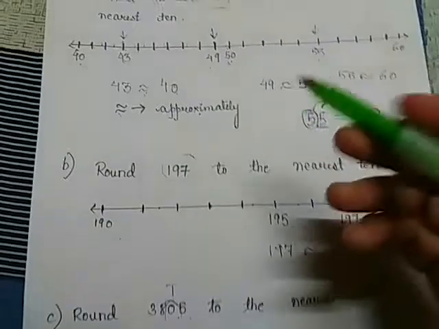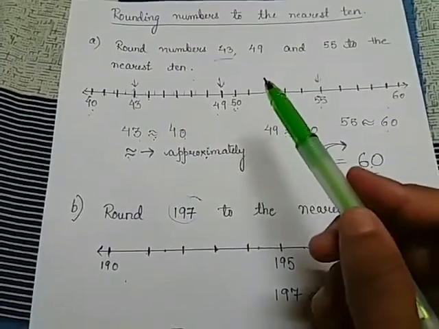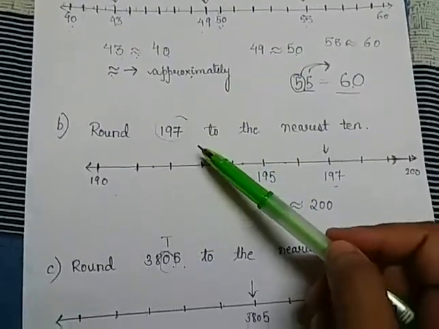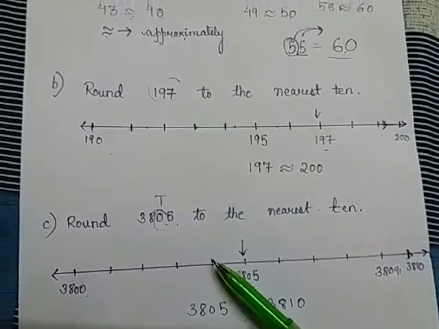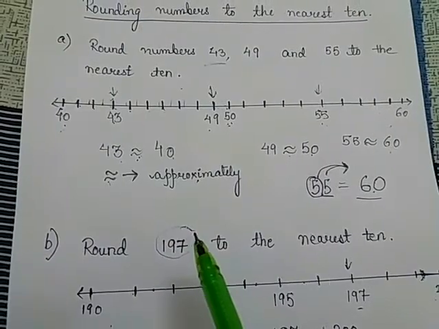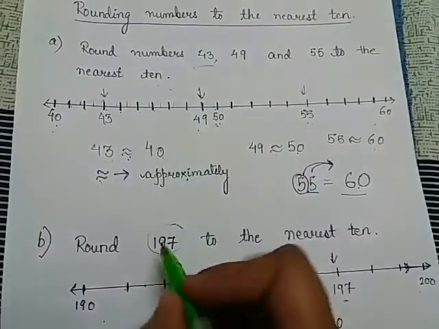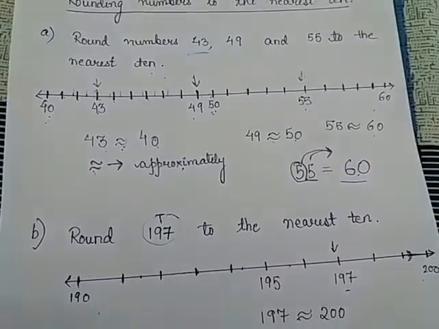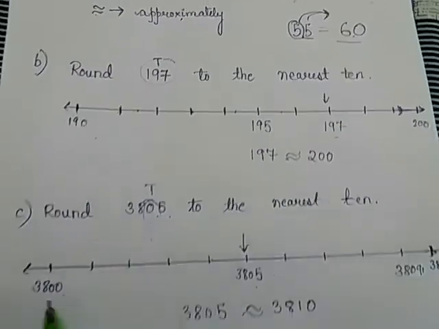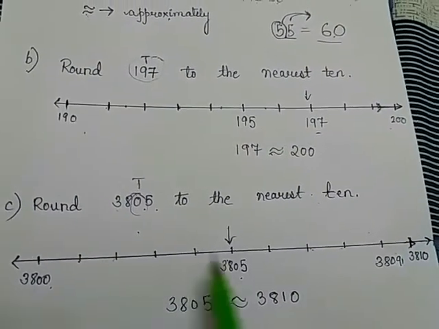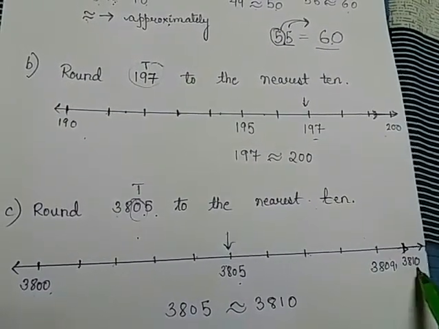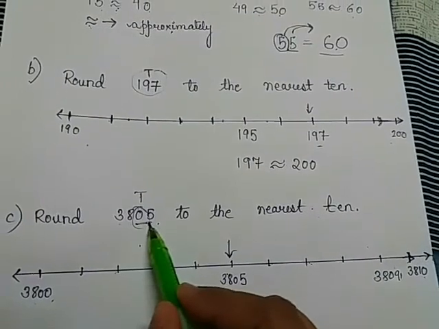So we have seen this is how we can round off to the nearest 10. This is for 2-digit numbers, 3-digit numbers and 4-digit numbers. Just remember that the digit that we have to round off in case of the nearest 10 is the digit at the tens place. So accordingly we will divide the line. That's why we are taking it from 3800 to 3810. We have to make a change in these two digits.